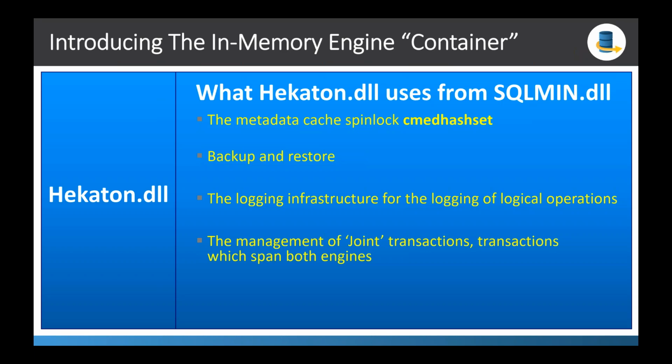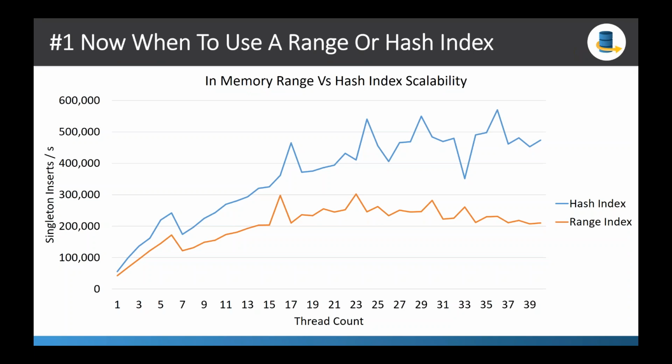There are two ways to use a memory optimized engine: you can use it from the legacy engine, or with natively compiled stored procedures. If you use it from the legacy engine, you have this concept called a joint transaction. It spans both engines, and there has to be a way of coordinating that activity. And then finally, the allocation of large pages.